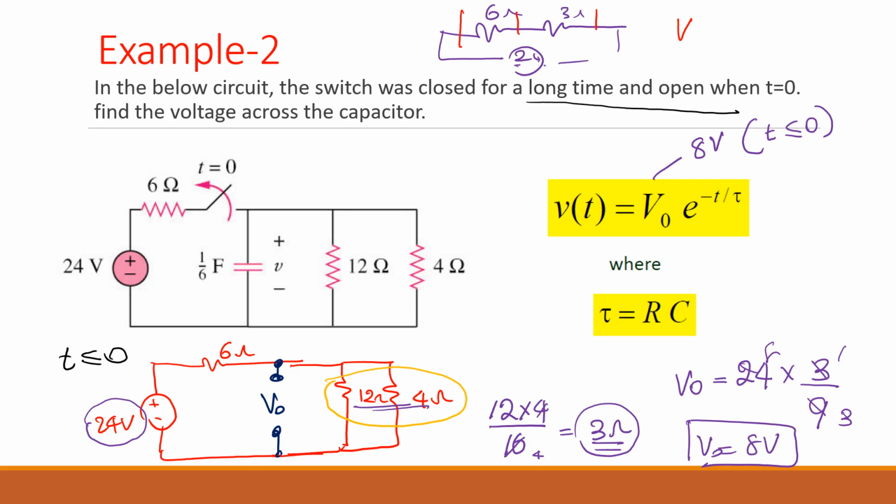The voltage division rule says voltage times R1. If you want to find V1, that will be R1 divided by R1 plus R2, isn't it? So to find the voltage across 3, you divide 3 by 3 plus 6. 3 and 6 are in series with each other. Are we good? Okay. So are we all okay with 8 volts?